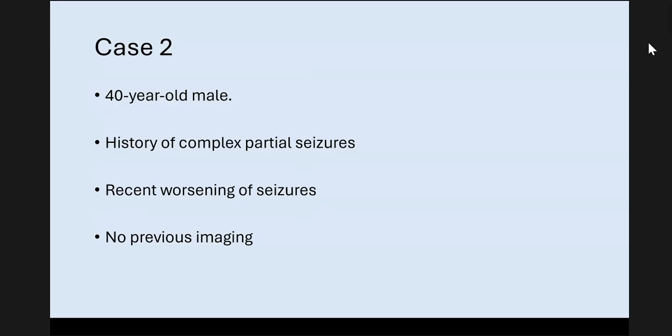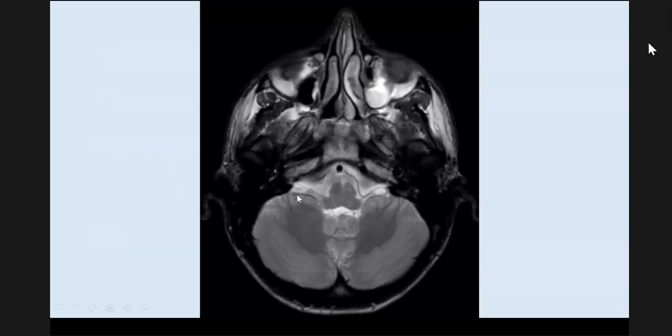Let's move on to the next case, which is a 40-year-old male with a history of complex partial seizures. Complex partial seizures, okay? And recently his seizures have worsened, so they have become more frequent. Unfortunately, there was no previous imaging, so this was the first time he was having an MRI. So let's move on and see what the image showed.